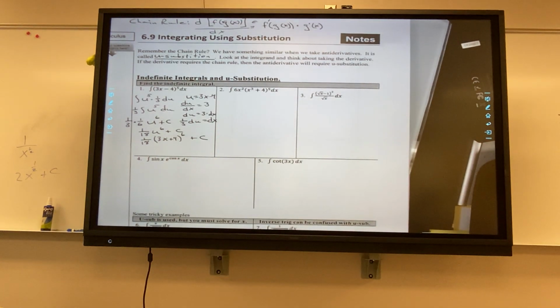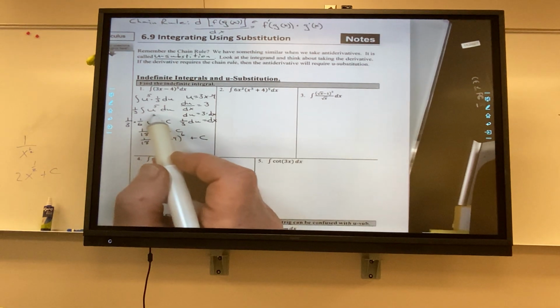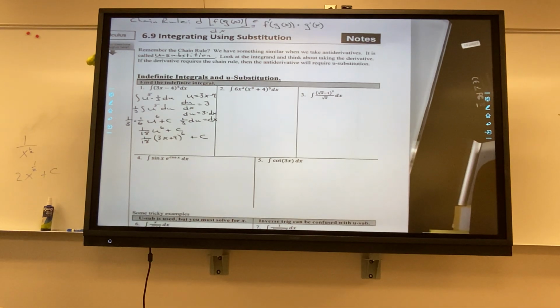So the whole purpose of doing u substitution is to come up with a simple derivative and make it less complicated. I think I get it. Okay. So we take the derivative of what's inside the parentheses and replace. Tell me where I should go next. Let me do the next one.